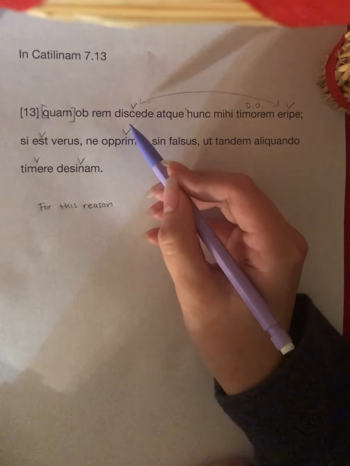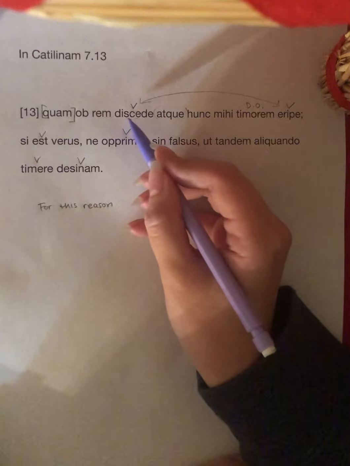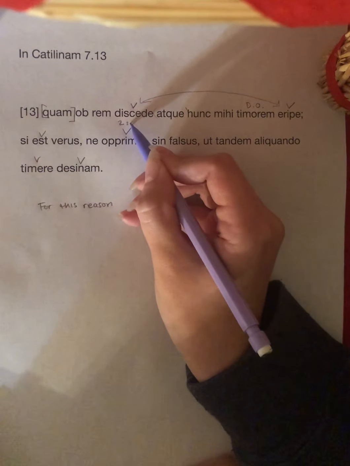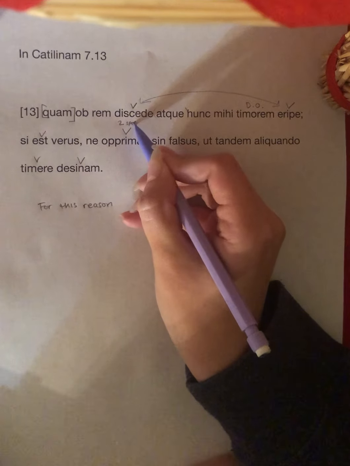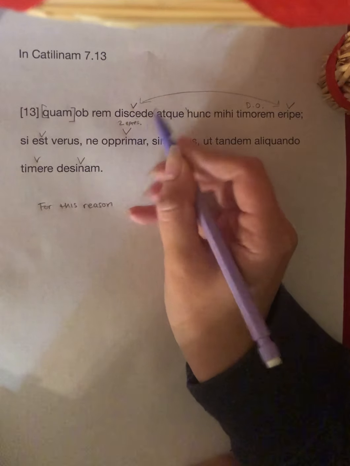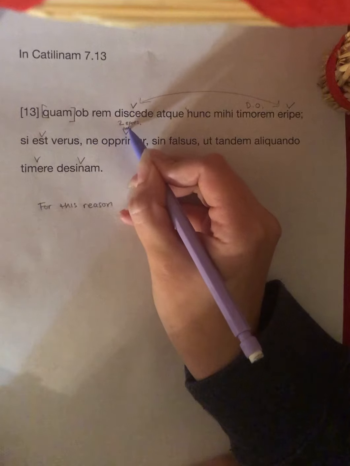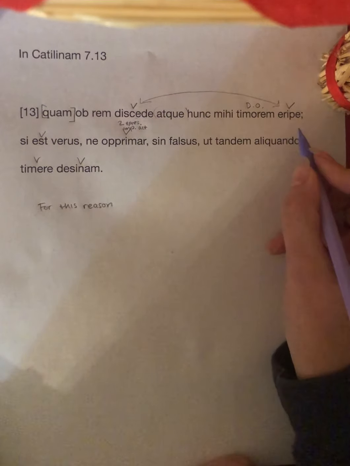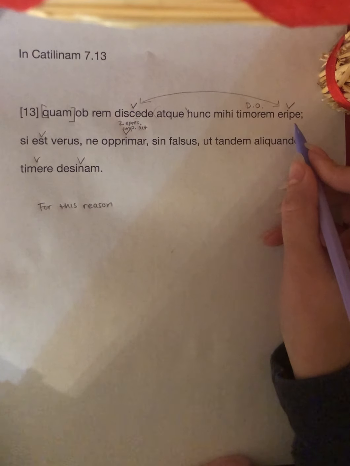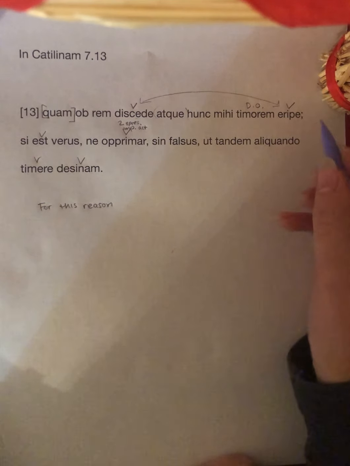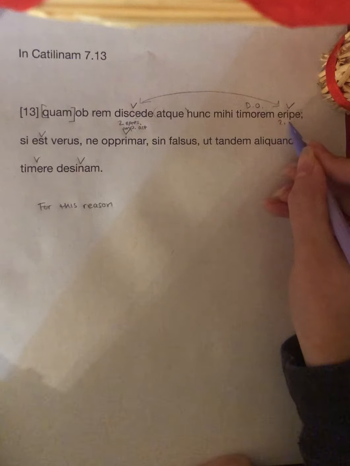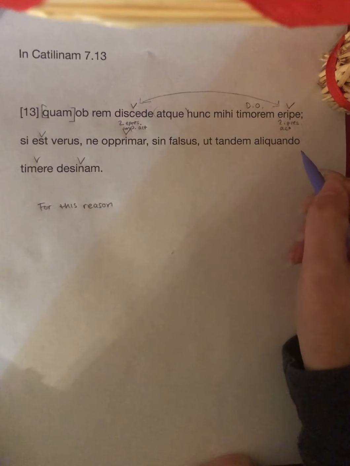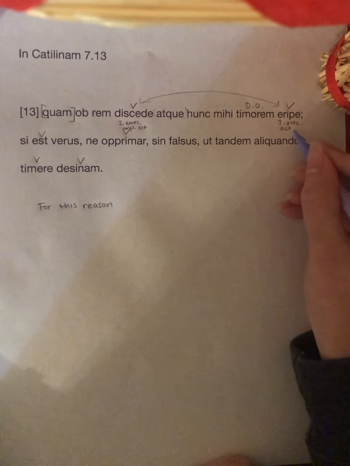So discede means separate or remove. And this is second present active imperative. And eripe is to take away, and it is also second present active imperative.